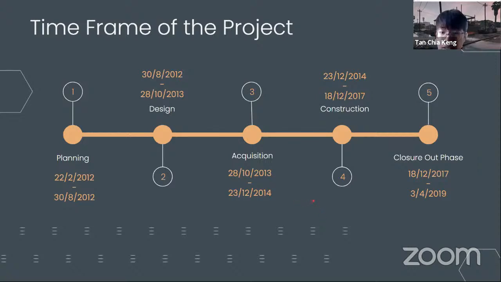Next slide presents the time frame of the project. The planning phase started from February of 2012, and it took almost 6 months to complete the project planning. Then the design phase took more than 1 year, while the construction phase took around 3 years. Lastly, the closeout phase started from December of 2017 until April of 2019.